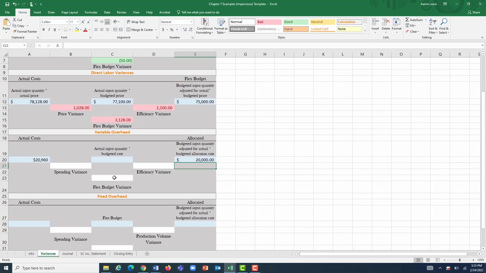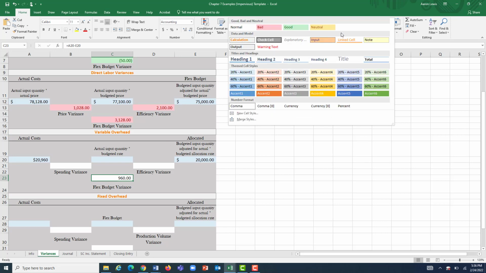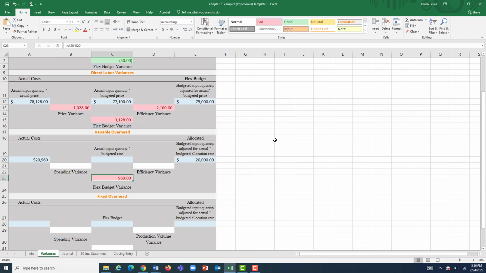Well, what's our flex budget variance? It's the difference between what actually happened and what should have been according to our flex budget. And what should have gone in there, the amount we're going to record under the standard costing system, is $960 less than what actually happened, which means we spent $960 more on variable overhead than we allocated, than we estimated for.